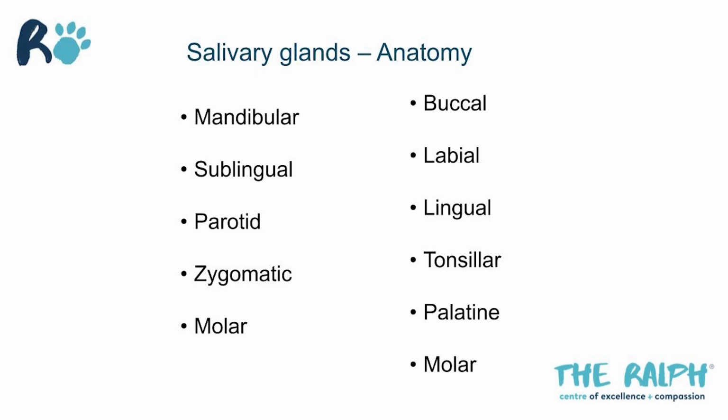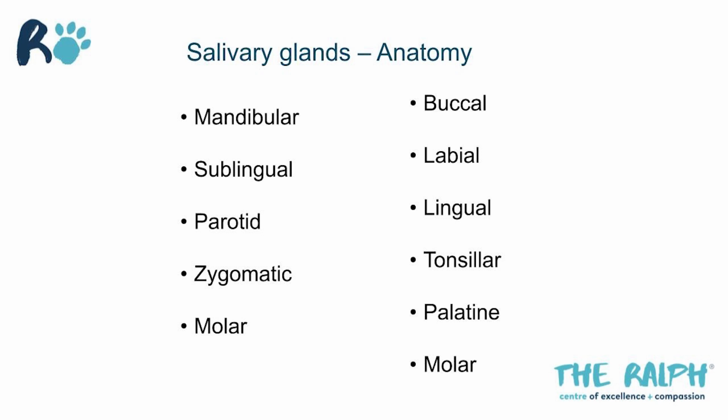So the dogs, they have 4 pairs of major salivary glands. These are the mandibular, sublingual, parotid, and zygomatic. In the cats, we have 5 pairs. There is a well-developed molar salivary gland, which is located deep to the buccal mucosa at the angle of the jaw. This is not developed in dogs.